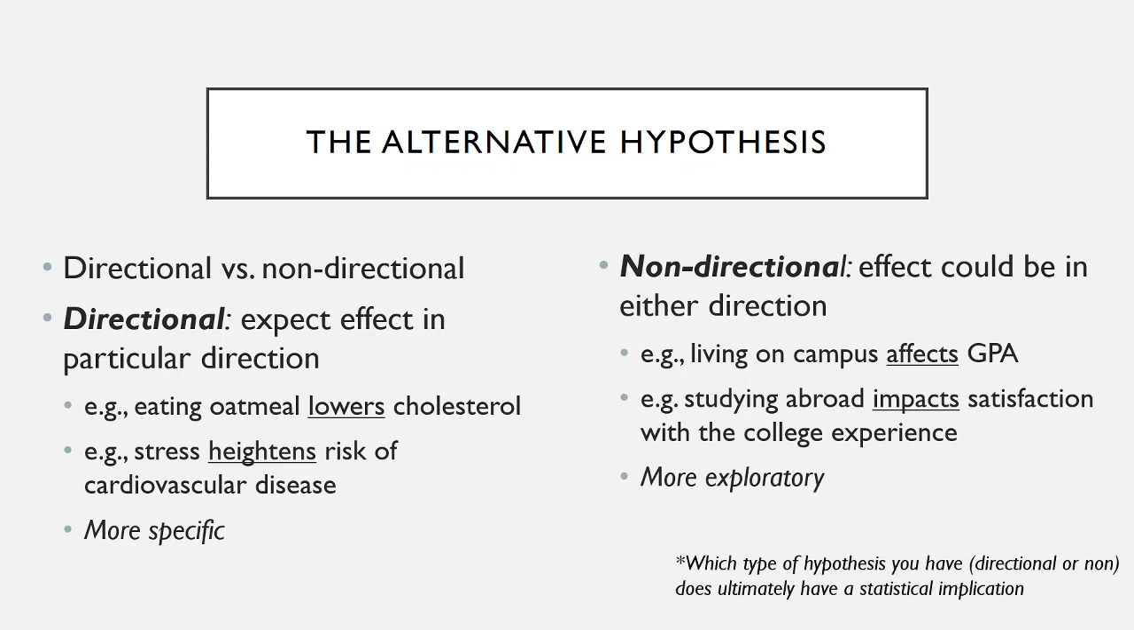Once you make your alternative prediction statement and you decide to go directional or non-directional, you're kind of locked into that decision at this stage. And this will have an implication for your statistical analyses later on in the process. So do make this choice thoughtfully because it will have an implication for your ability to find statistical significance.